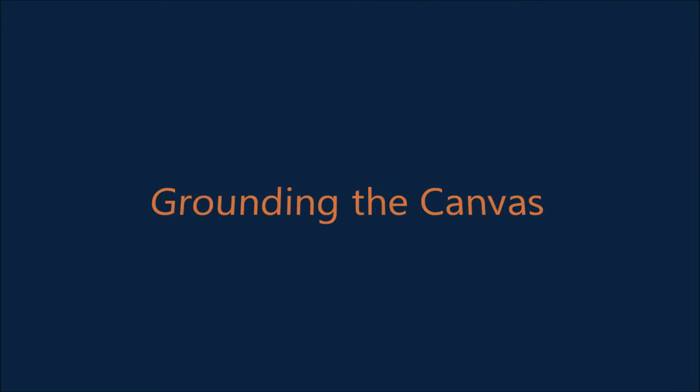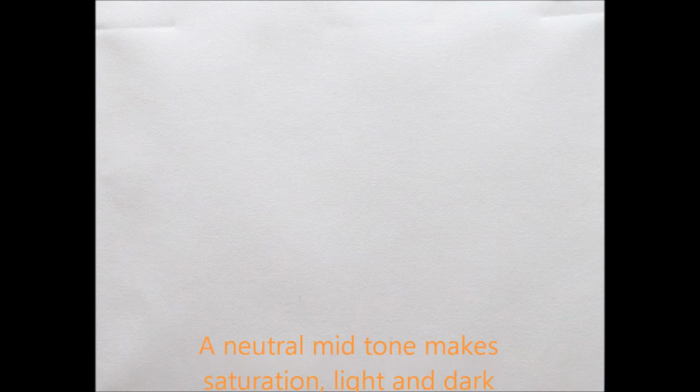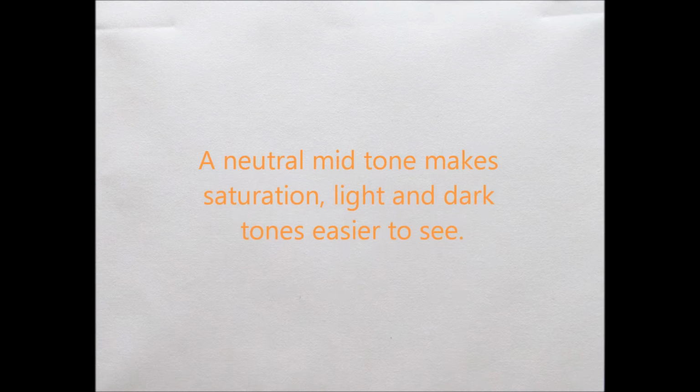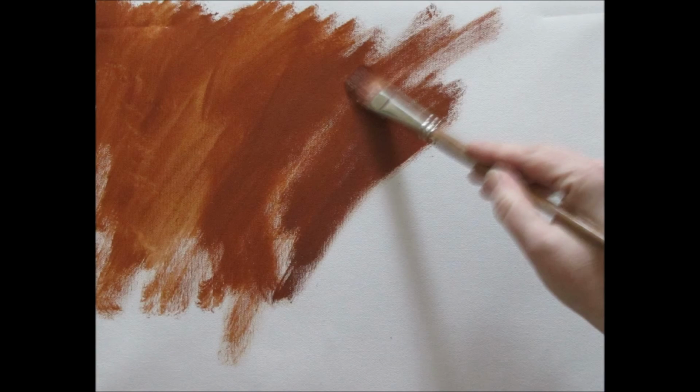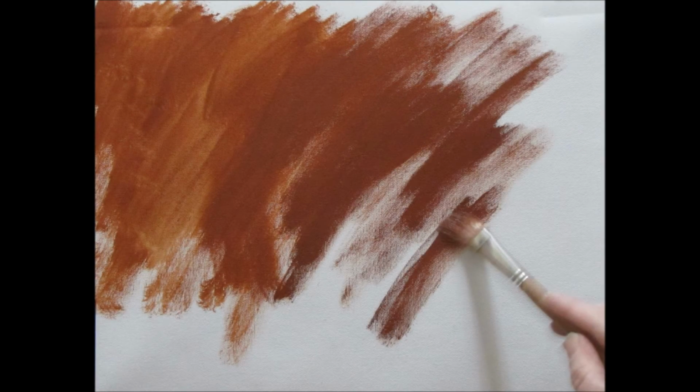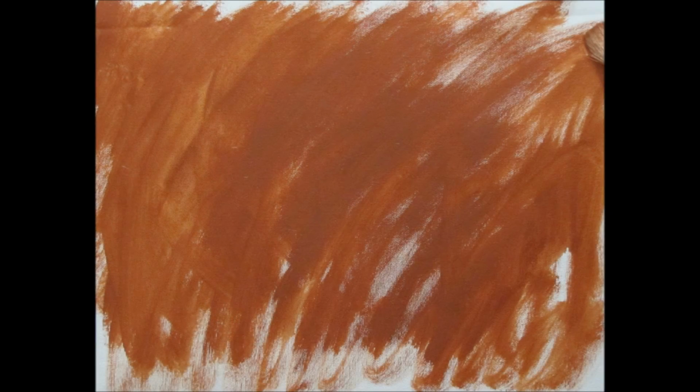I first want to prepare my canvas with a toned ground. I find that a white ground tends to make colors seem too dark when I start painting. A neutral colored ground, set at a middle tone, lets me judge the saturation, the light and dark tones of my colors with greater ease.